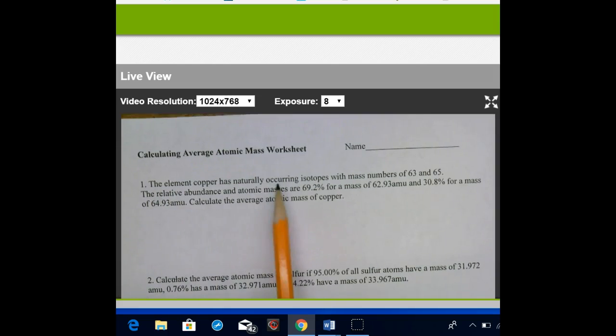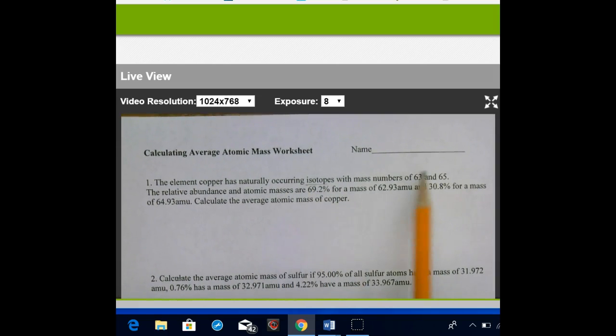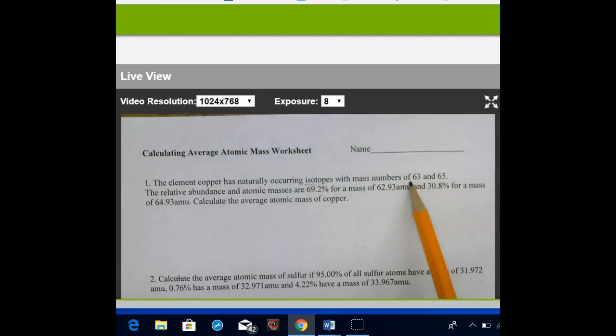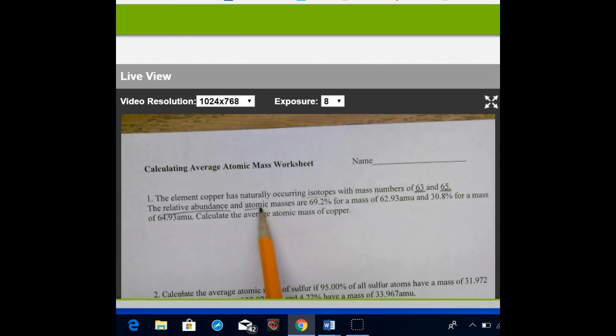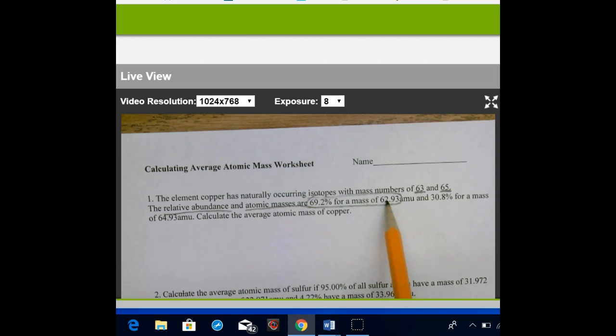So it says the element copper has naturally occurring isotopes with the numbers. So this is going to be your mass numbers 63 and 65. Okay, and then it gives you the relative abundance and atomic masses. So the relative abundance are 69.2%. And it's not going to give you a mass of just 63, it's going to give you much more defined, 62.93. And it's going to have 30.8%, and that's going to give you a mass of 64.93. So 69.2% for this mass and 30.8% for this mass.